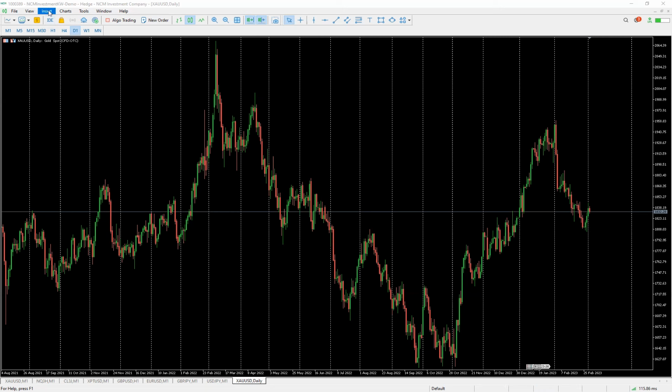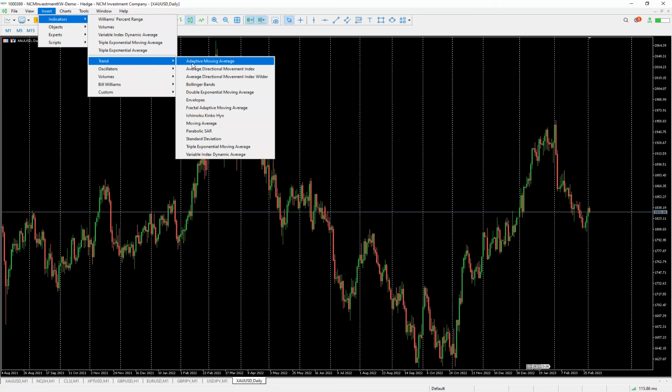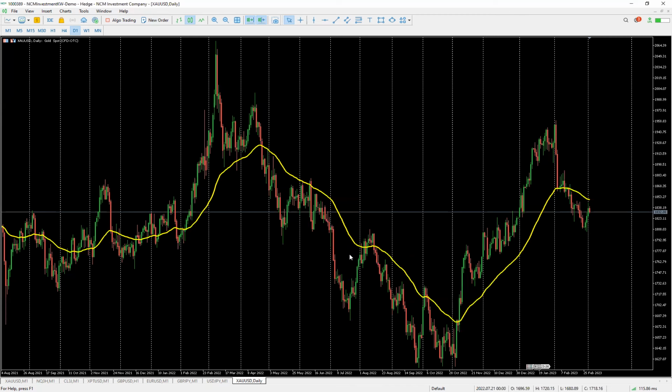It's very simple. We go to Insert, Indicators, then you go to Trend. After you go to Trend, select Moving Average, and for the sake of demonstration we keep the period at 50. The method is exponential. Just hit the OK button. Thickness is switched to level 2. So the moving average is now plotted on the chart.